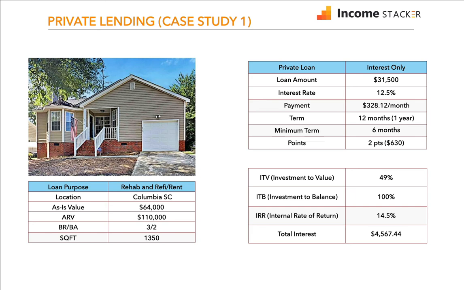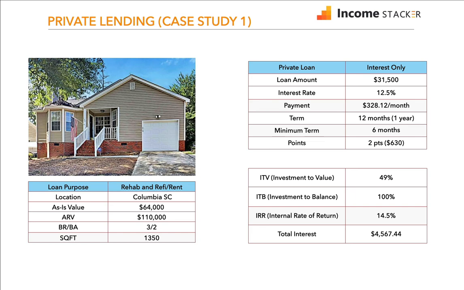This property is located in South Carolina, and the value of the property in its current condition, before we lent the money and before they fixed it up, was roughly 64. They figured the after repaired value would be around 110. It's a 3-bedroom, 2-bath house, 1,350 square feet. So we lent them $31,500 at an interest rate of 12.5%.